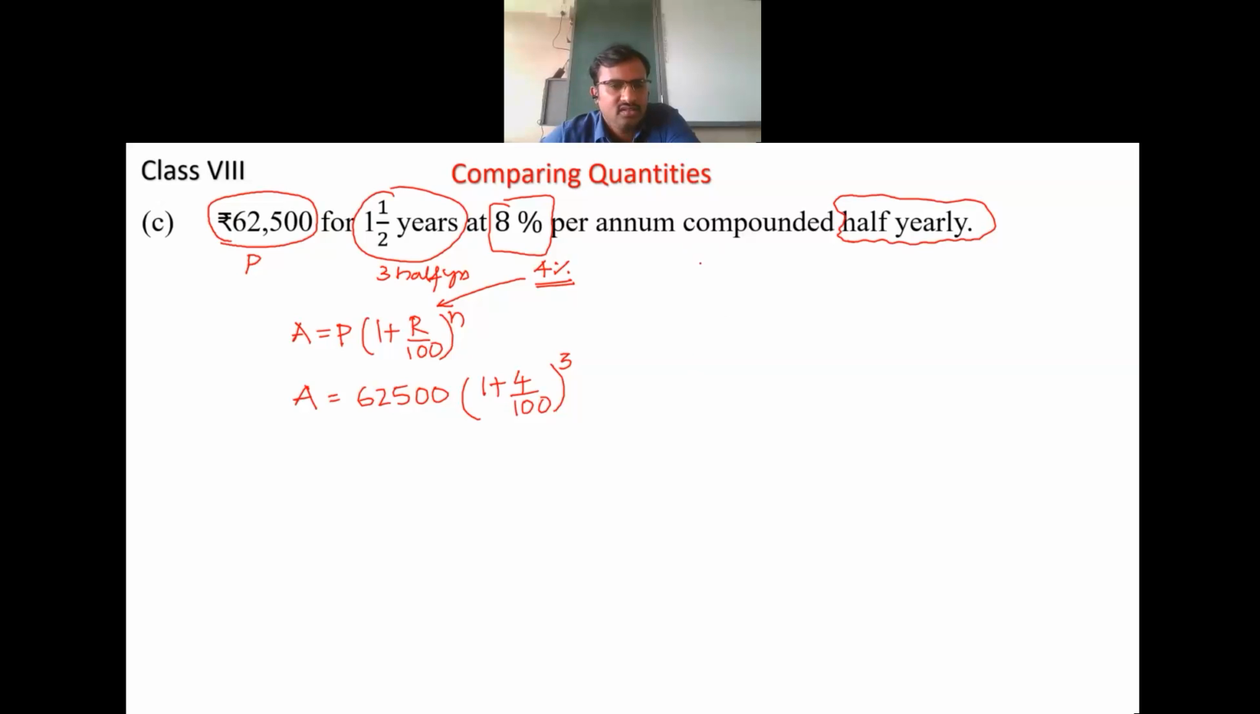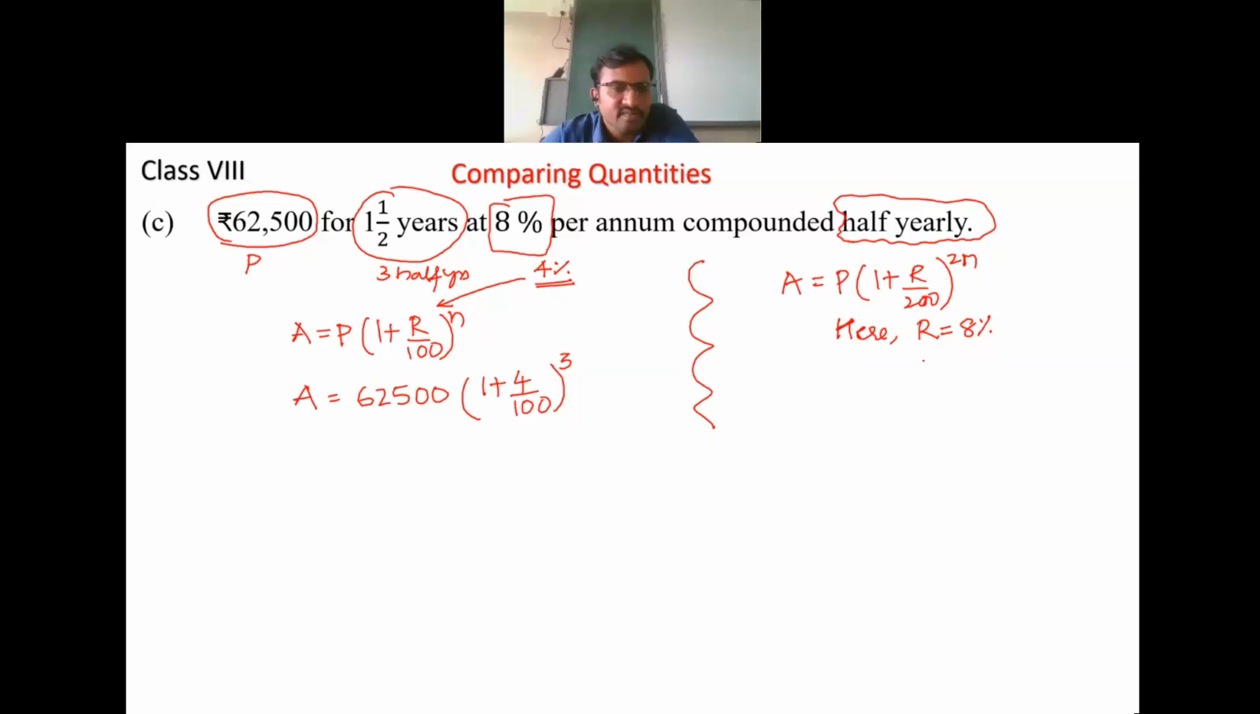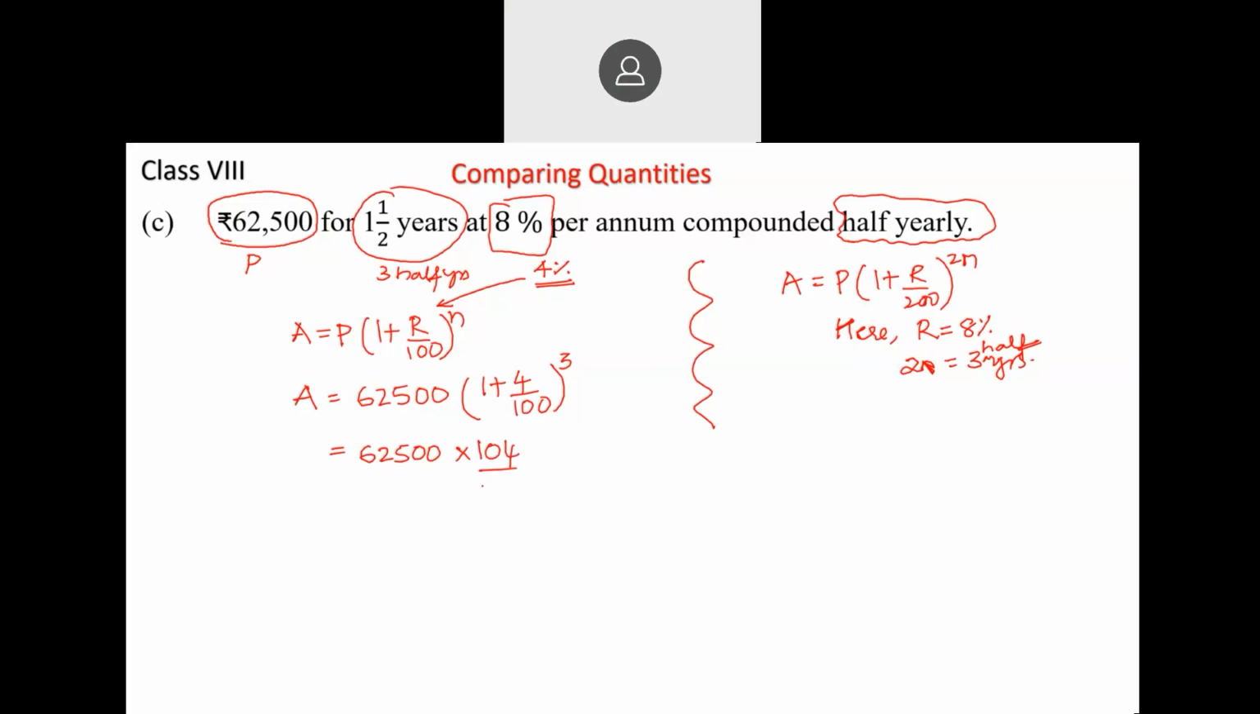I will tell another formula also for others. A is equal to P times of 1 plus R by 200 to the power 2n. In this case, the rate of interest should be taken as 8% and 2n should be taken as 3 half years. Is that clear? If you use the formula, you get the same result. The first one is better.